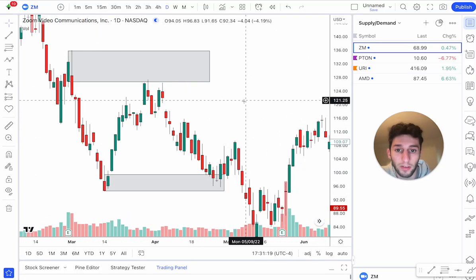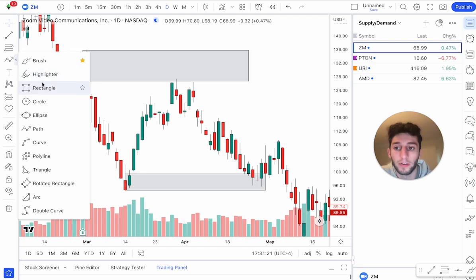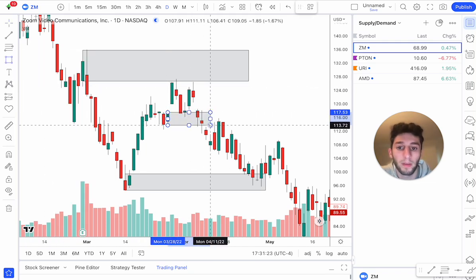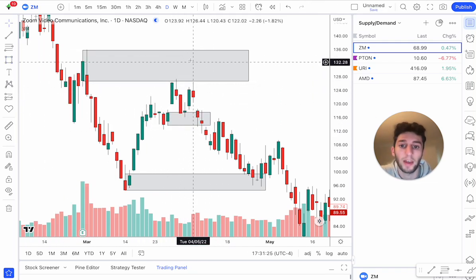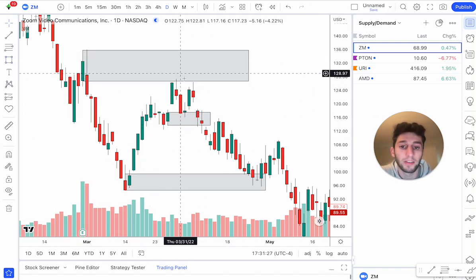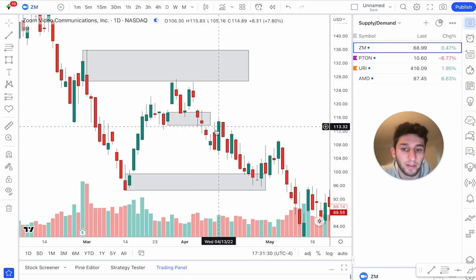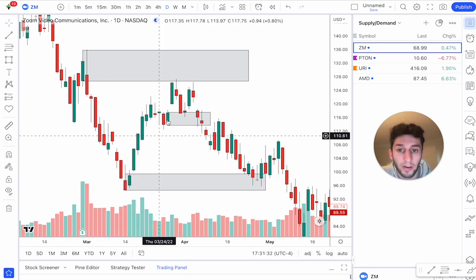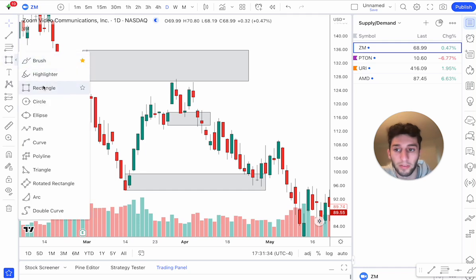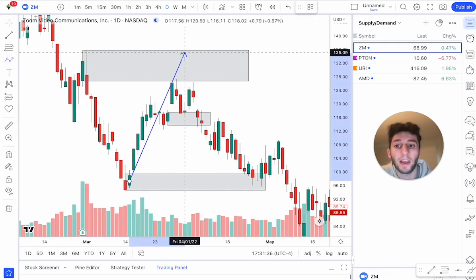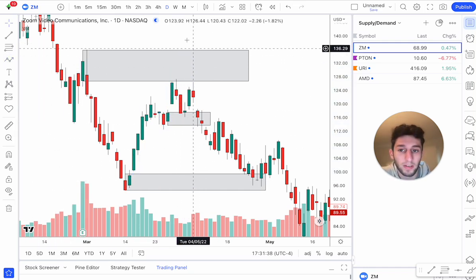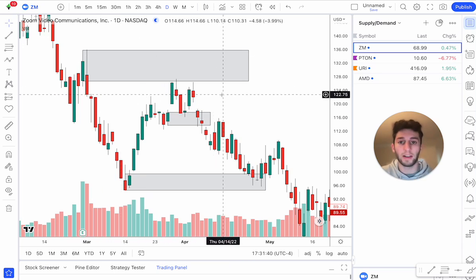In this case, if we zoom in a little bit, we see another demand zone forms here. It doesn't hold. We see that supply is able to take out this demand, and this demand was unable to get above this supply. This demand was unable to take out this supply. So that means sellers are still in control. We're still in a seller's market.